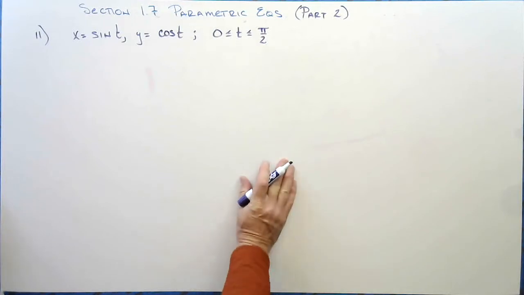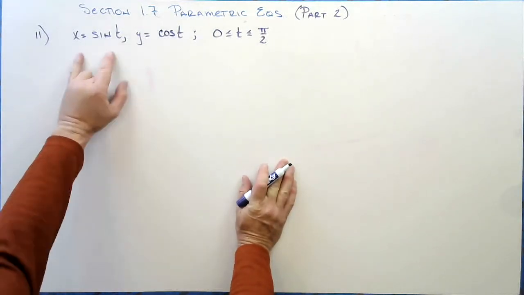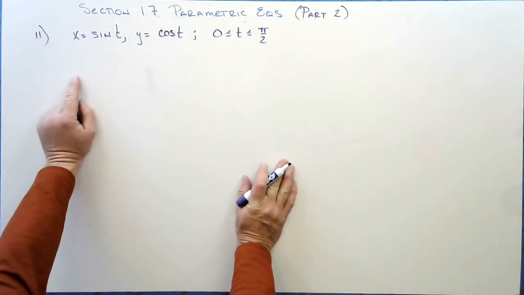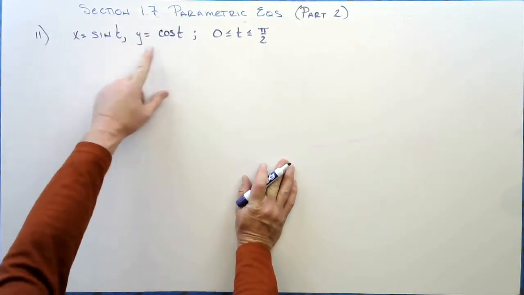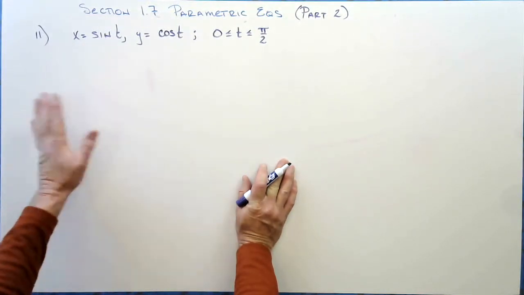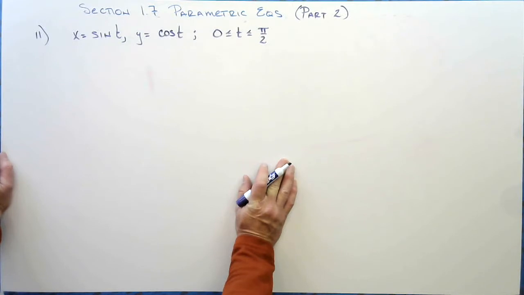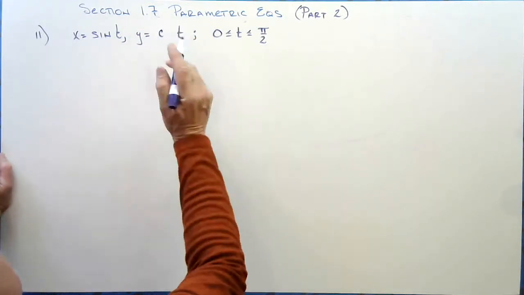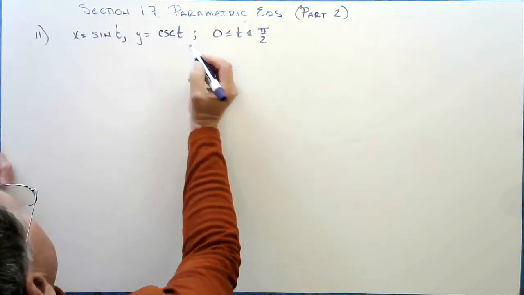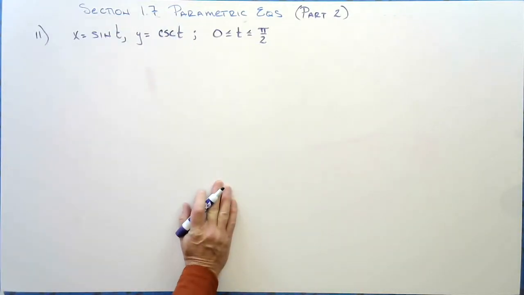Now, how are we going to eliminate the parameter? Well, we don't want to solve for t like we did on the previous example, because that would give us inverse sine of x equals t, and then we would have cosine of inverse sine, and those are not things that we're very adept at solving. What we can do, I'm sorry, I said cosecant and wrote cosine, but number 11 is cosecant.